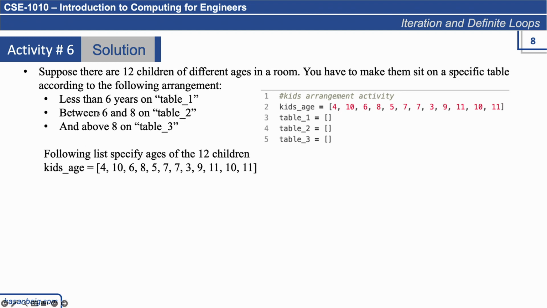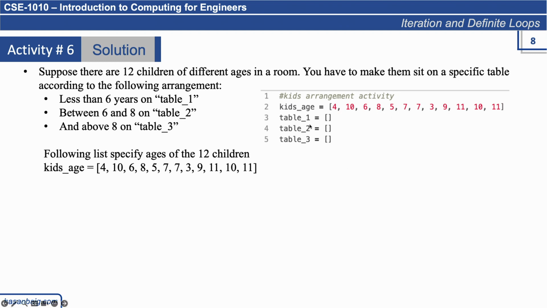So if the student age is less than 6, it means that you have to use the branch structure, if, else, elif. Okay, so if the child's age is less than 6, put them on table 1. Table 1 cannot be a single variable, because on table 1 we can have more than one child sitting, right? This is the reason why we have to have table 1 as a list, as a container, so that we can make multiple children sit on table 1 who are younger than 6 years old.